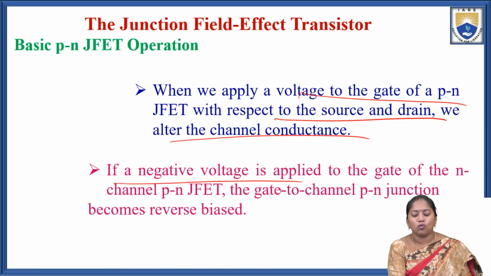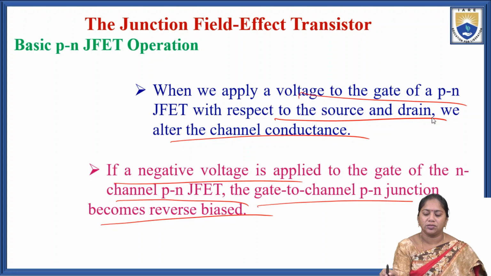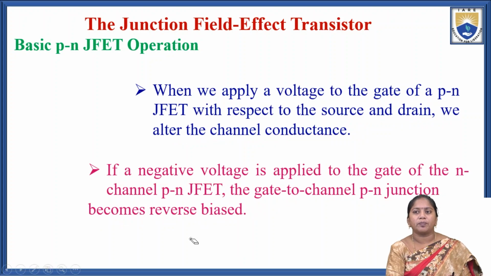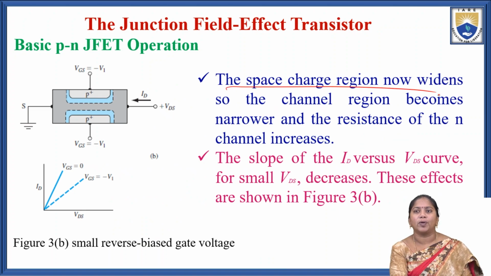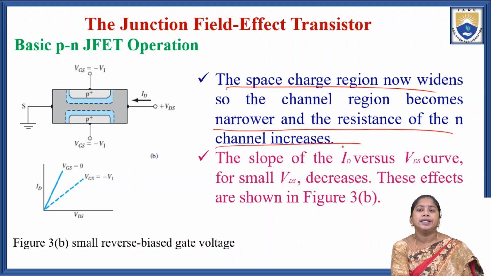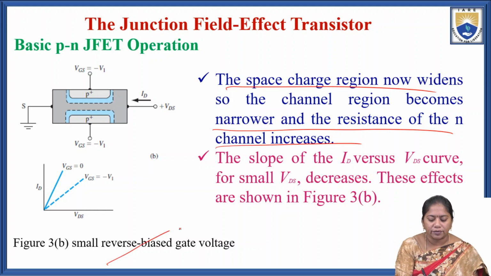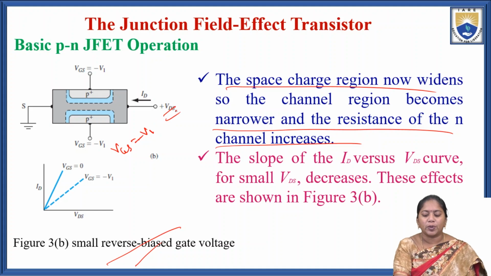If a negative voltage is applied to the gate of the N channel PN JFET, the gate to channel PN junction becomes reverse biased. So the space charge region now widens, the channel region becomes narrower, and the resistance of the N channel increases. This is the small reverse biased gate voltage, VGS equal to minus V1.